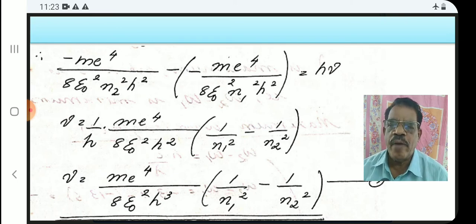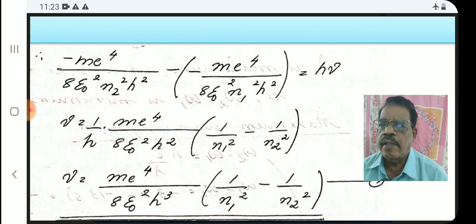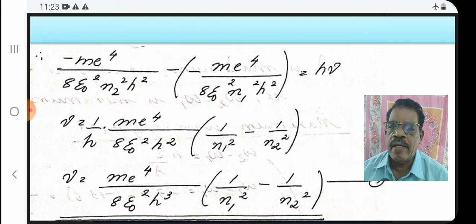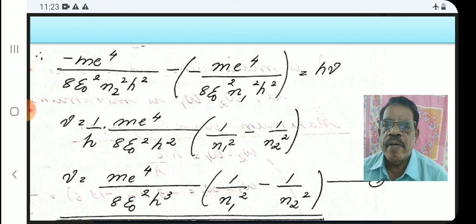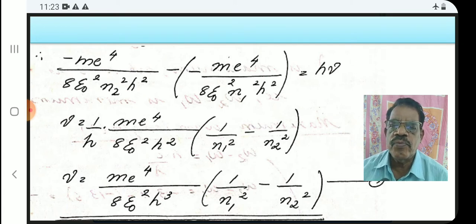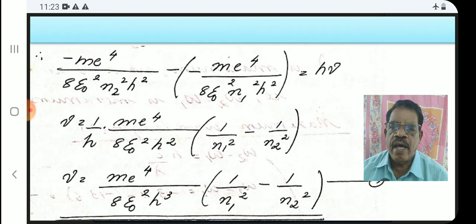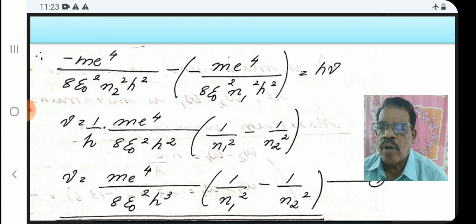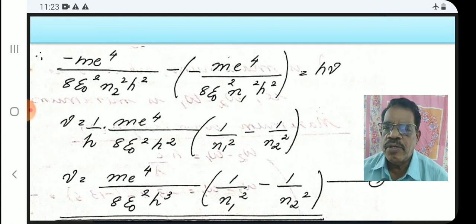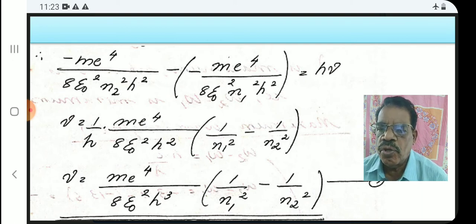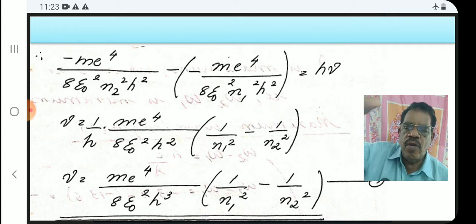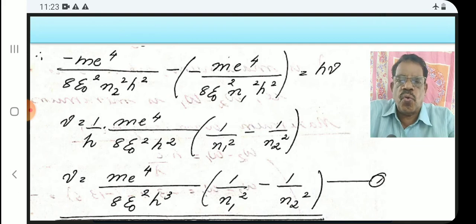So W2 minus W1 becomes like this. Minus m e raised to 4 by 8 epsilon 0 square n2 square minus of minus m e raised to 4 by 8 epsilon 0 square n1 square h square is h nu. We take a common factor and also divide by h. Nu is 1 by h, m e raised to 4 by 8 epsilon 0 square h square into 1 by n1 square minus 1 by n2 square. That is nu equal to m e raised to 4 by 8 epsilon 0 square h cubed into 1 by n1 square minus 1 by n2 square.